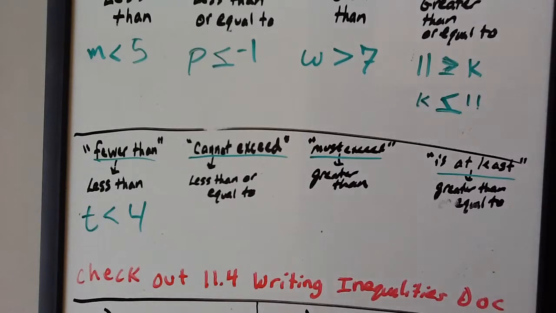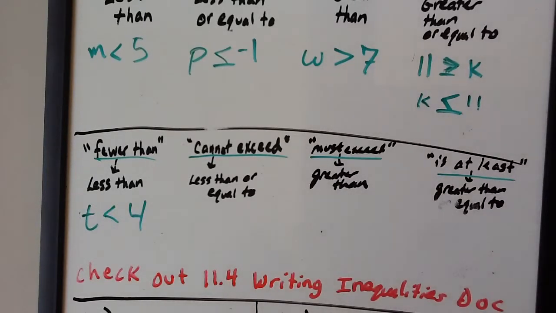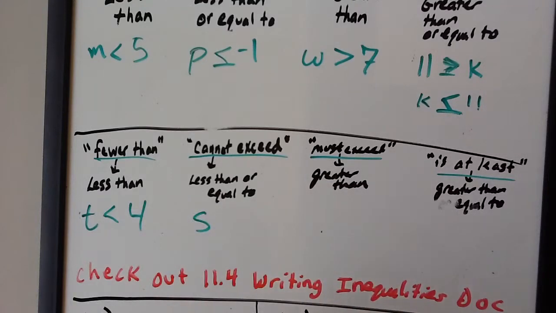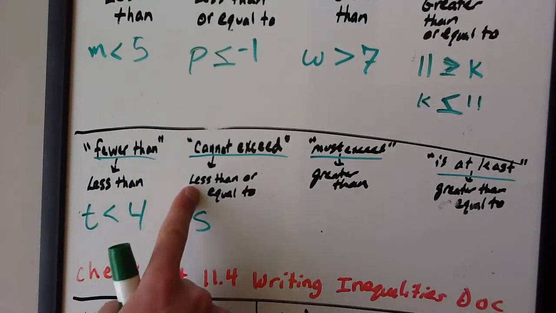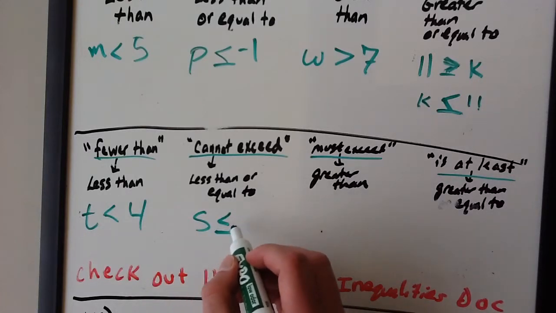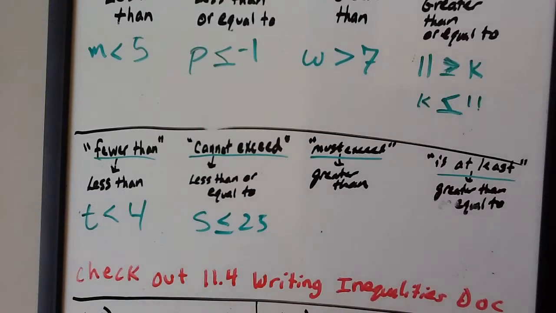Okay, the next one is number 8. Number 8 on the worksheet says the speed limit S cannot exceed 25. So S, the speed, if it cannot exceed it, it's got to be less than it or equal to that speed. So we'd say S less than or equal to 25.